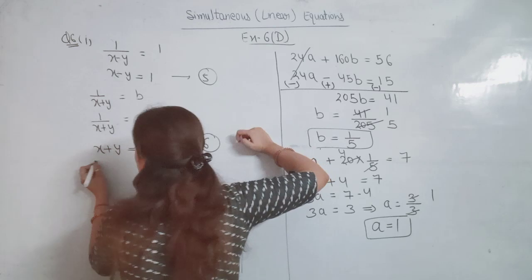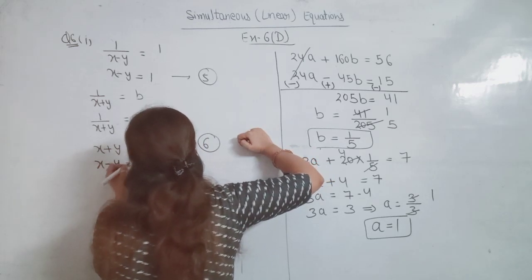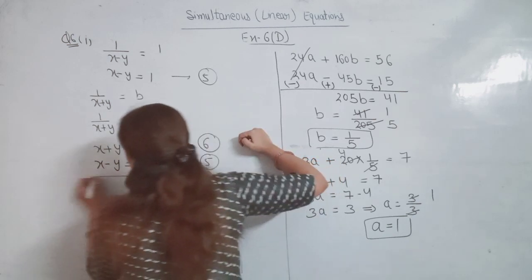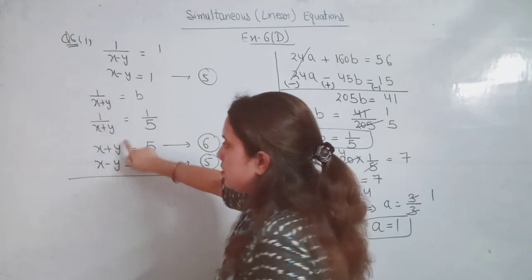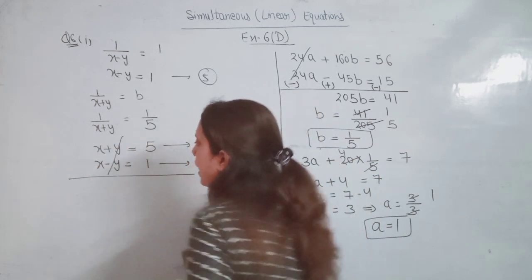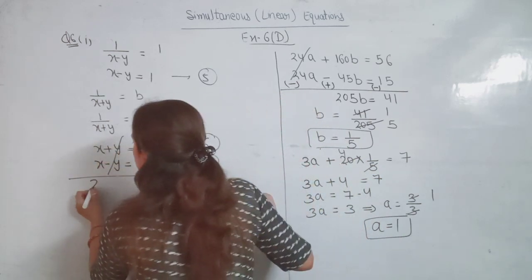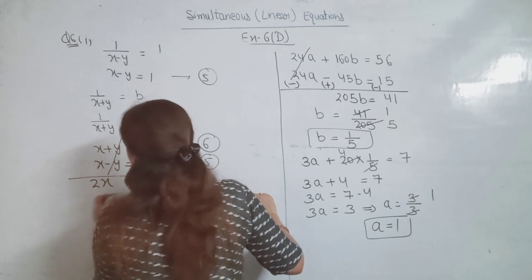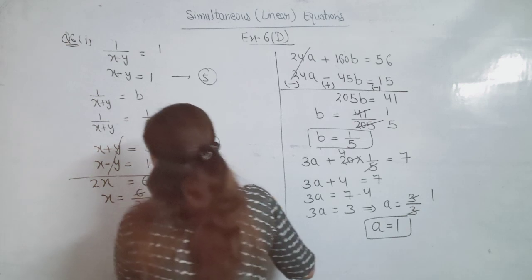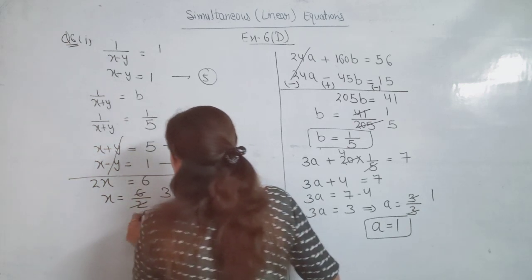Write down equation 5 here: x minus y is equal to 1, equation 5. Now the coefficients of y are already equal, plus and minus, so they will cancel, and adding x, 2x is equal to 6. So x will be 6 by 2, which is 3. So the value of x is equal to 3.